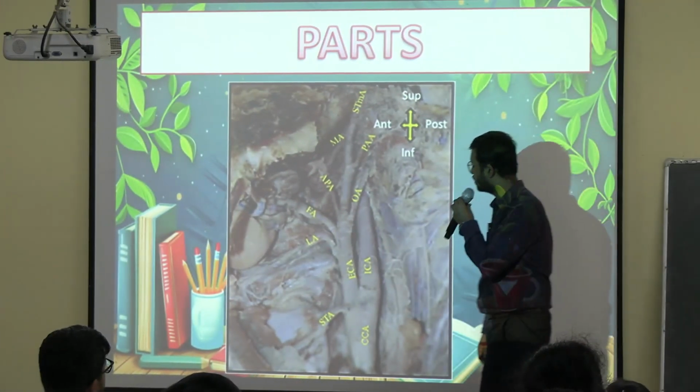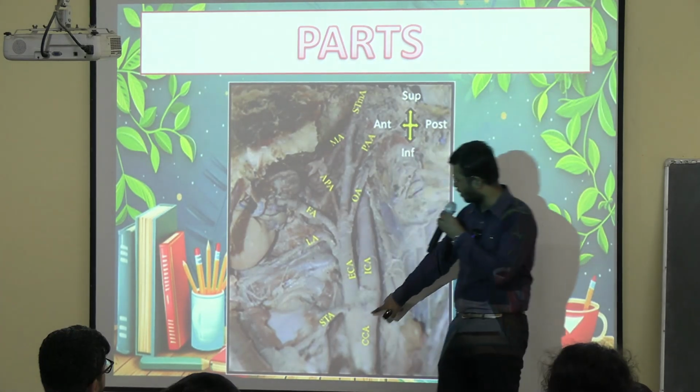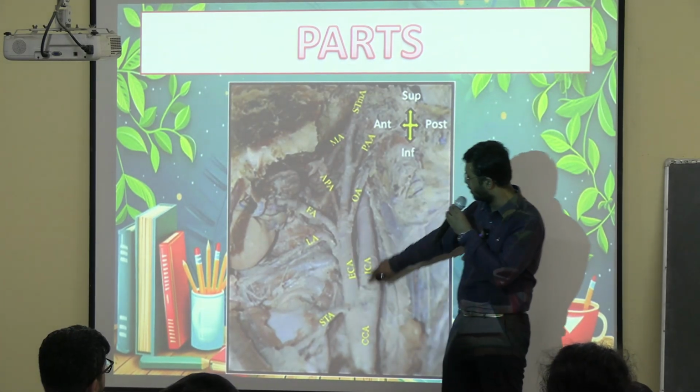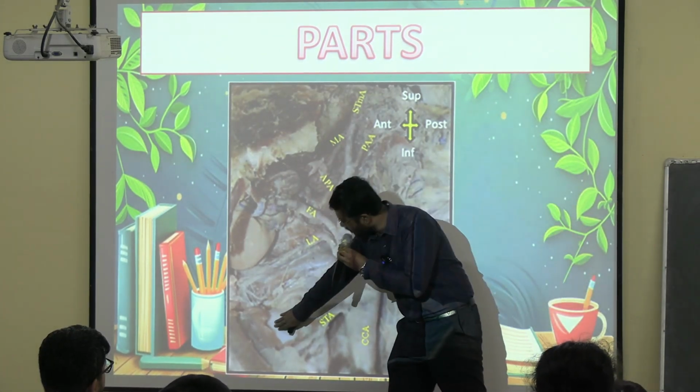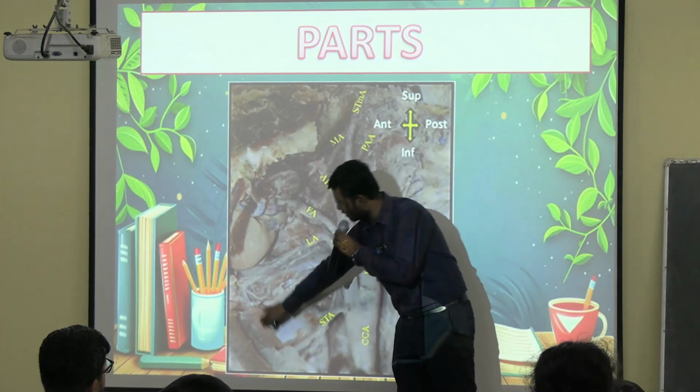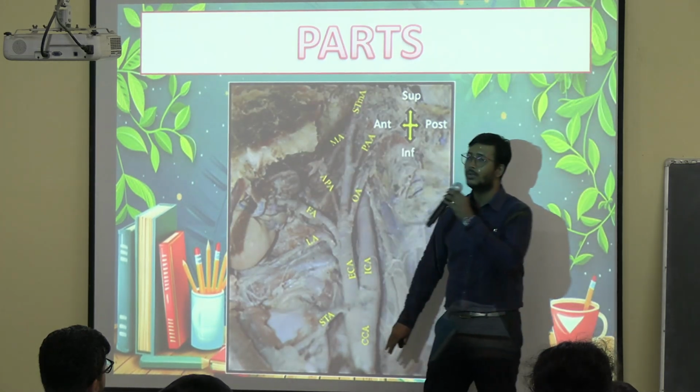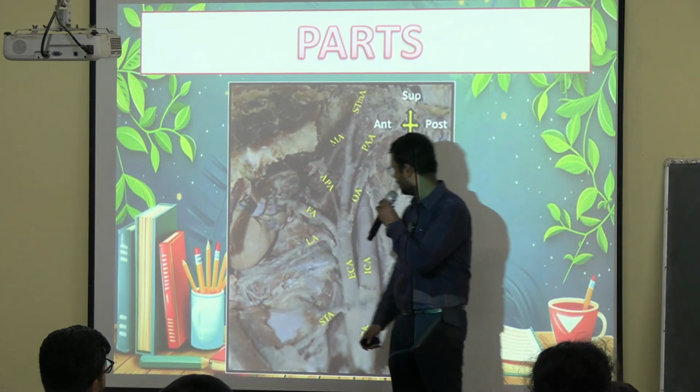See, similarly here in this dissected body, the common carotid artery divides into the external and the internal carotid artery at the level of the neck. Here is your larynx. This is the larynx area which has the thyroid cartilage.